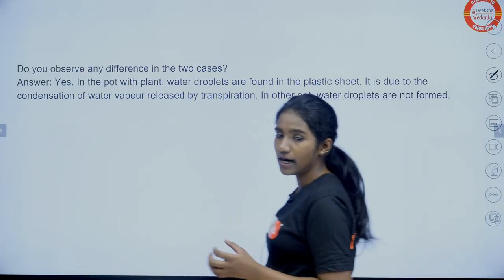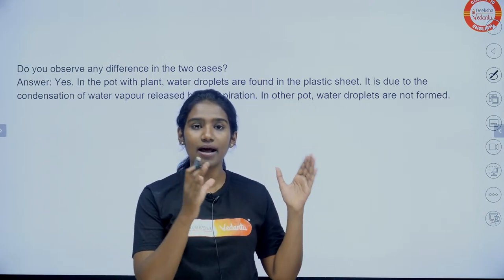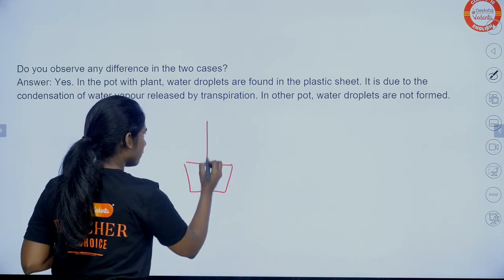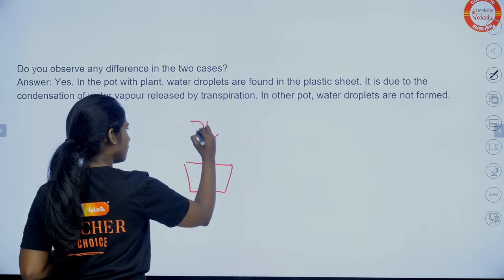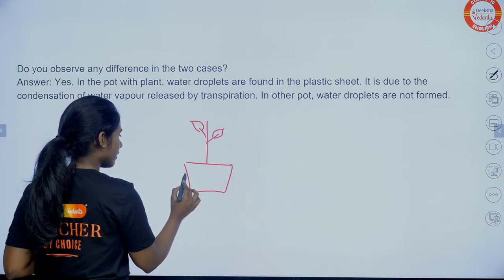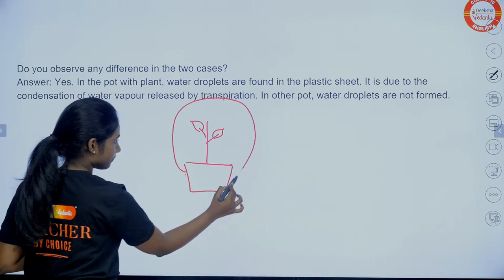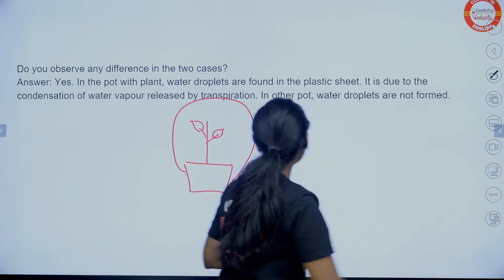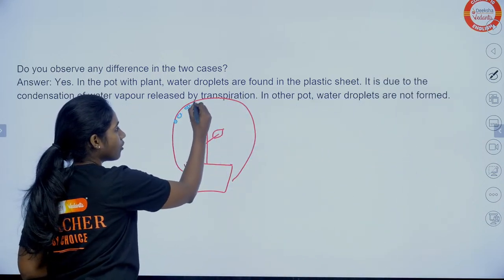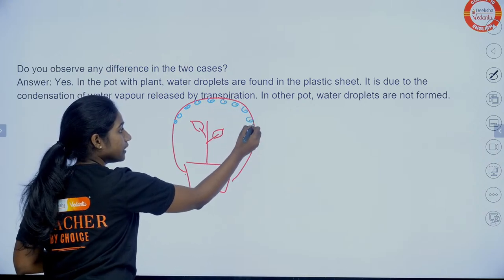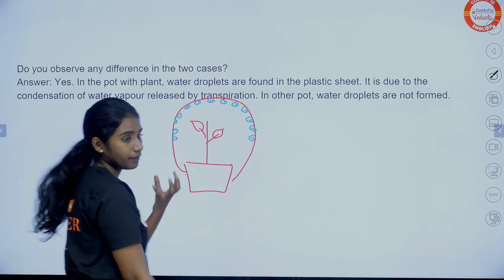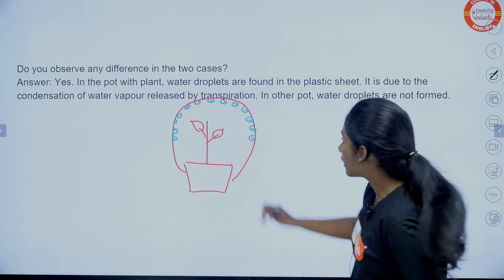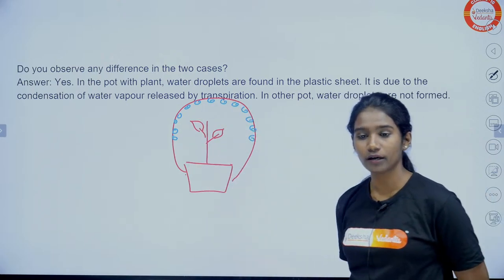So now what happens is that the pot in which the plant was there, let's say this is a pot with a plant, and this is covered by a plastic sheet. After some time, you will observe water droplets on the inner surface of the plastic bag. What do you think would have happened? How did these water droplets come over here?